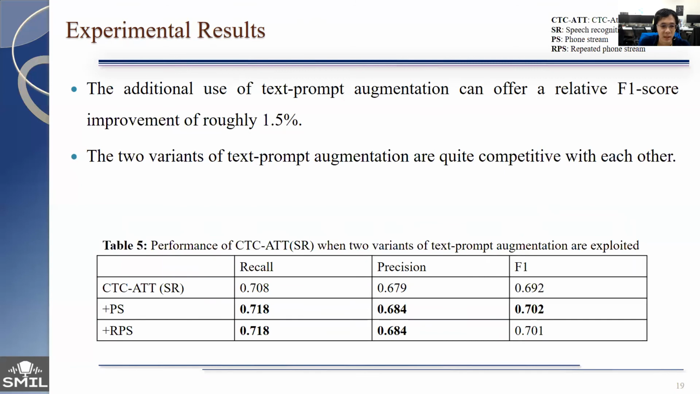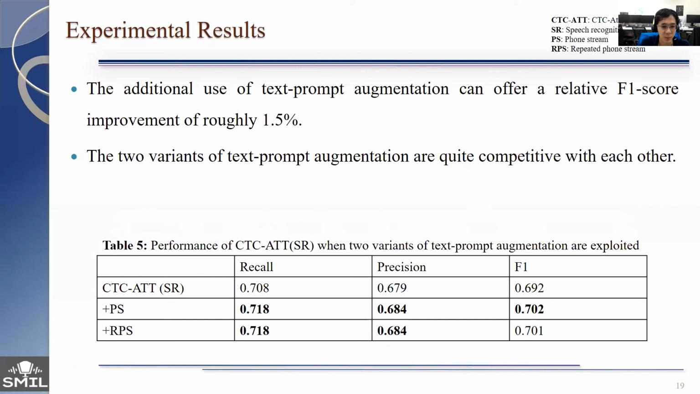In the last set of experiments, we assess the effectiveness of augmenting the associated text prompt of a given utterance for use in our MD system. Two variants of the text prompt augmentation approach are evaluated here: the phone string method PS and the repeat phone string method RPS.